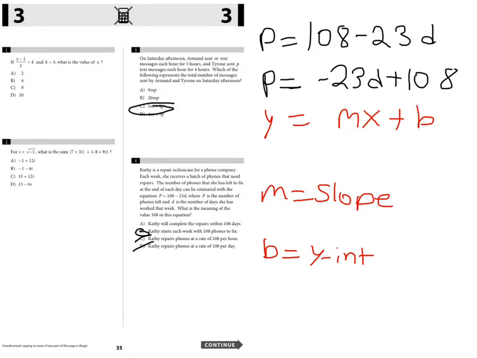Because just think of it like this. What happens when she goes to work on day 0, when D equals 0? Well, just plug in D equals 0 to this equation. P equals negative 23, plug in 0 here, plus 108. Well, this will end up canceling, and P will equal 108. On day 0, she has 108 phones to fix. She starts the week with 108 phones to fix.